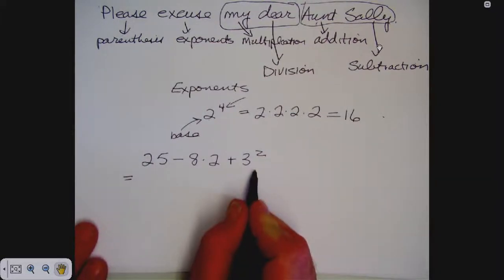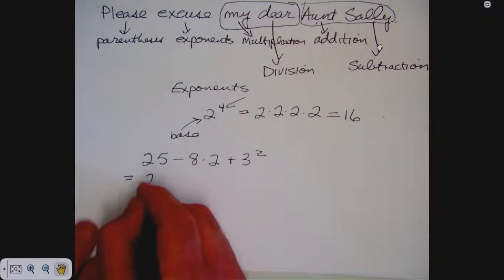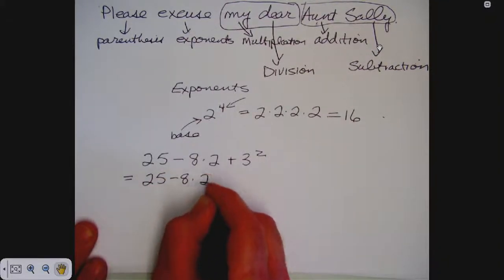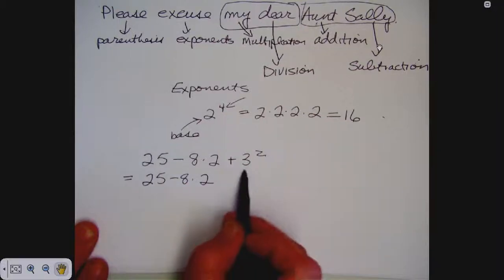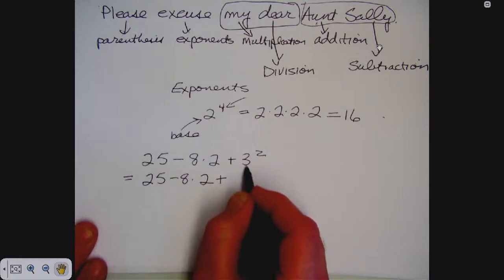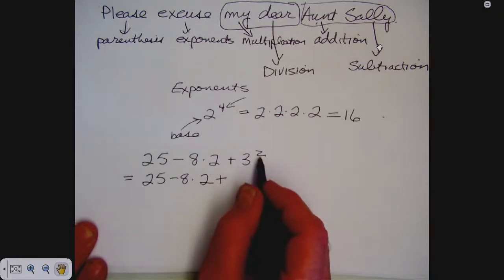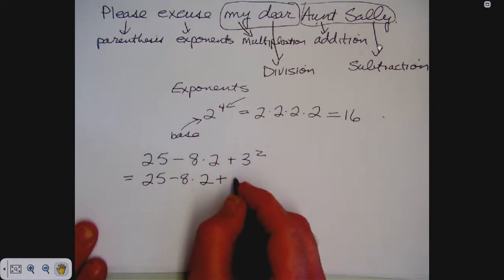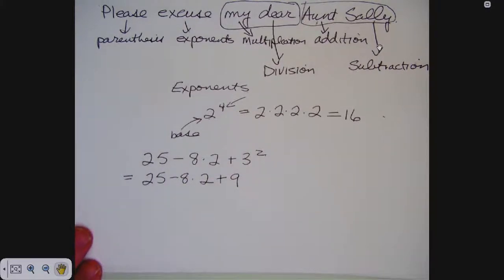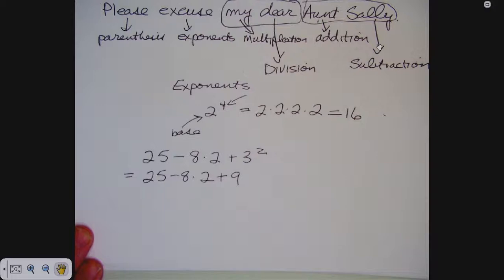So I do have an exponent, so I'm going to do that. Everything other than the exponent, I'm just going to write down the same. So I get 25 minus 8 times 2. I haven't done anything to that. Now I get the exponent. This is the one I'm going to do first. And we have 3 to the second power. 3 times 3 is what that means. And that's 9. So now I have this. So now I have my next expression to simplify using PEMDAS.